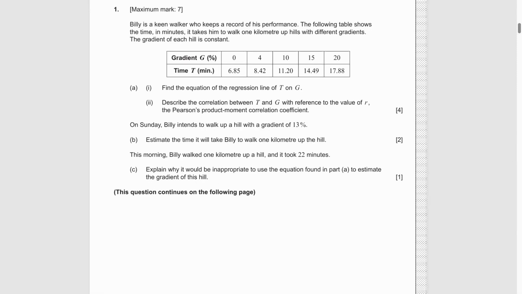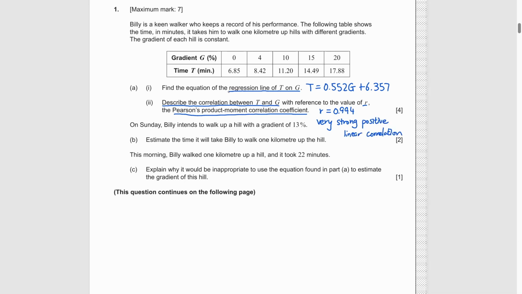Question 1. We are given data for G and T, and we need to find the regression line of T on G. We simply input the data into the calculator and obtain the regression equation. The Pearson's correlation coefficient R is 0.994, which shows a very strong positive correlation.